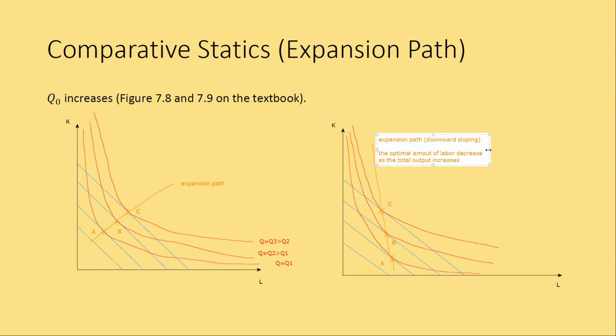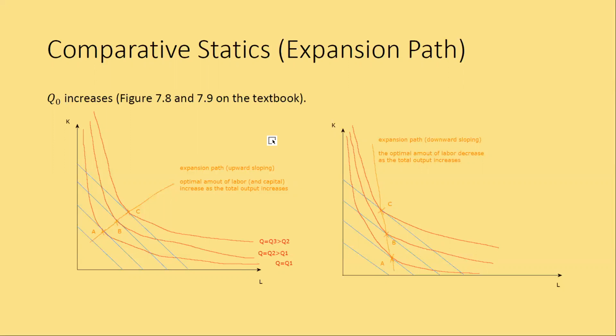It's possible. So here we have an upward sloping expansion path. Both the optimal amount of labor and capital increase as the total output increases. So both of these two are possible.